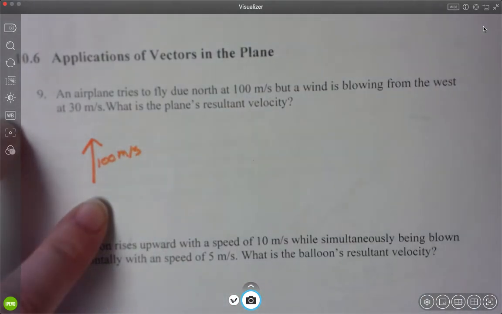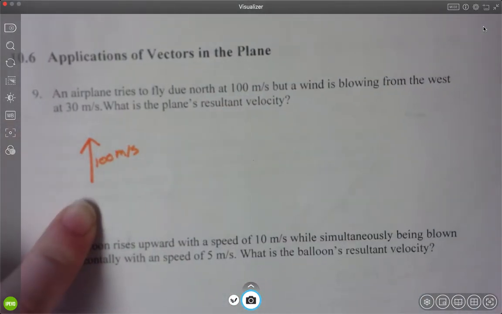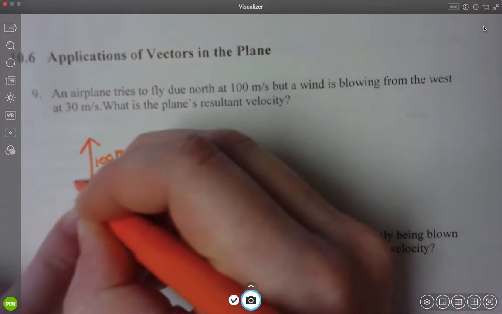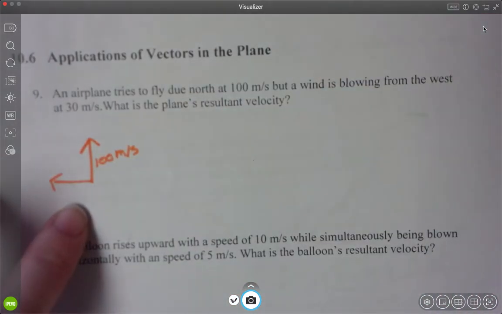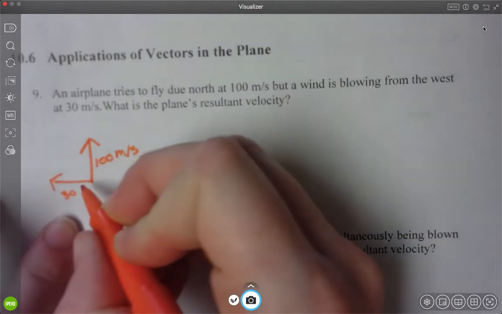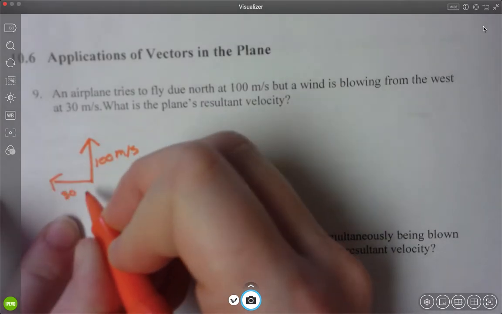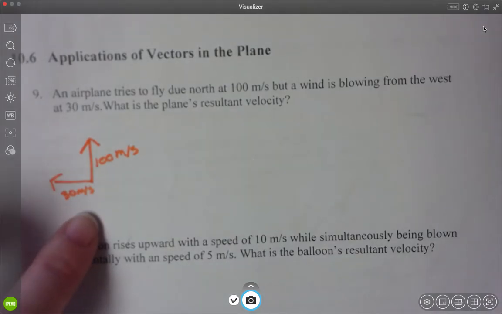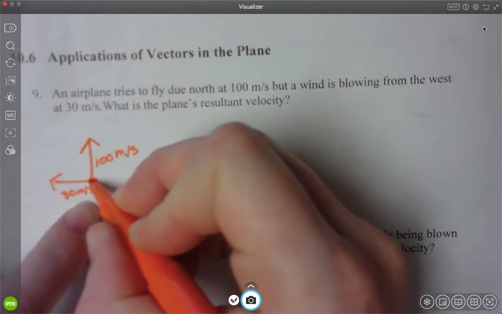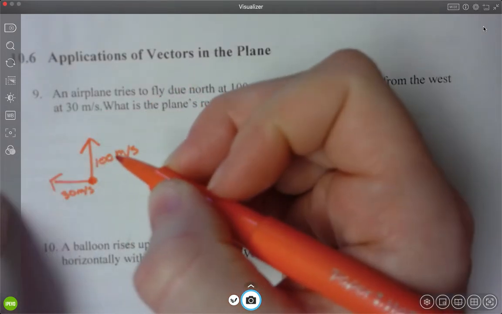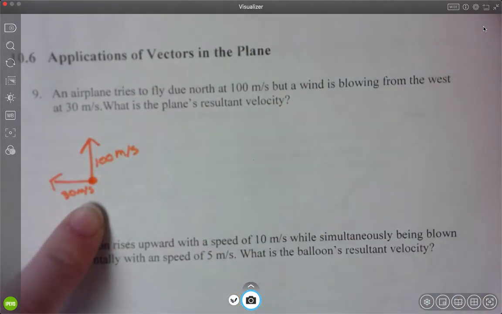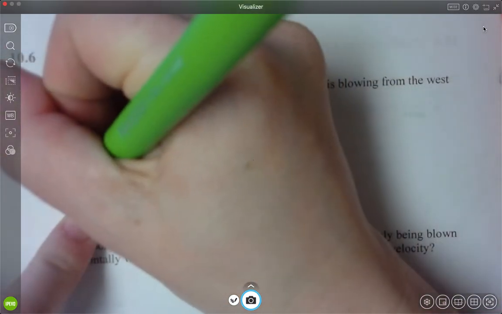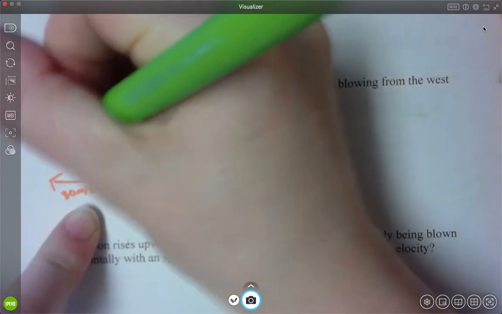Okay, but the wind is blowing from the west at 30 meters per second. Okay, so basically I have a force that's being pulled like this at 30 meters per second. West. Yes, that's west. 30 meters per second. Okay. So this is kind of like that tree stump problem where we have the tree stump in the middle and one's being pulled up and one's being pulled to the left. Where is it going to end up going? The plane is going to go this direction, okay?